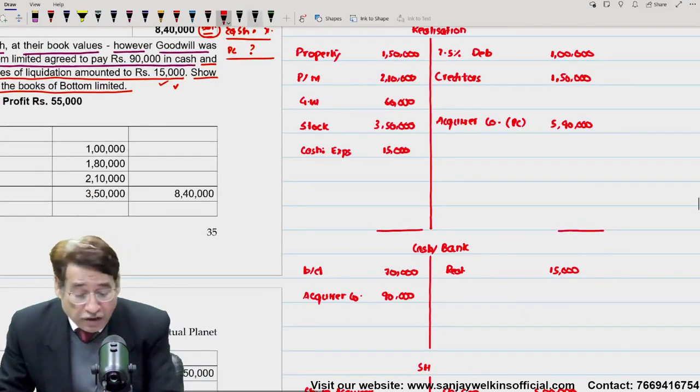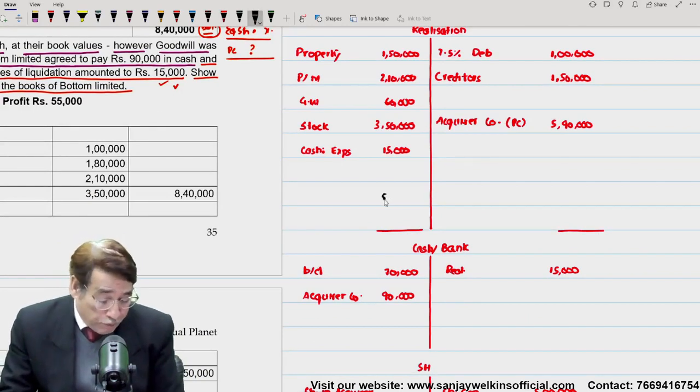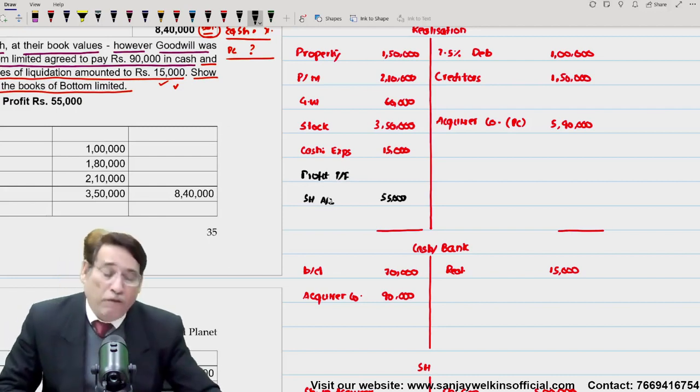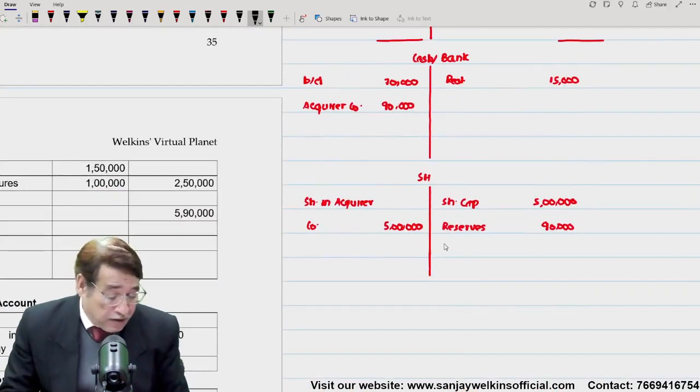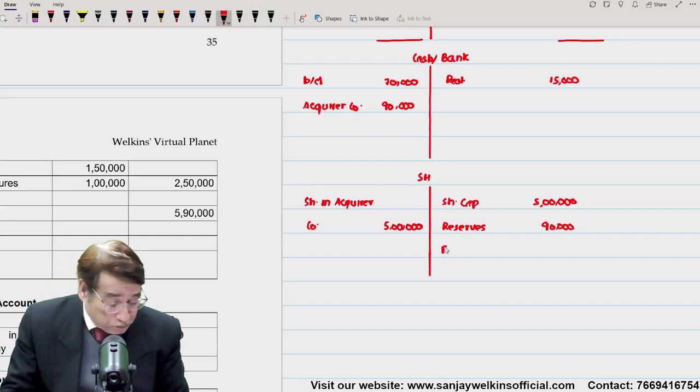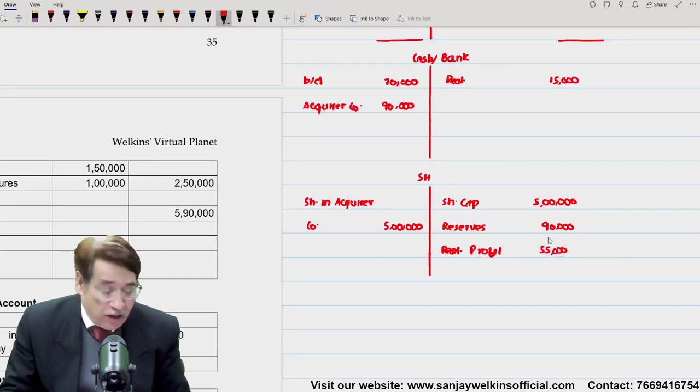So now I am in a position to tally out this particular account. When I tally it out, I will find that there is a profit of 55,000, so I will write here 55,000. The profit will be transferred to the shareholders account. So profit has been transferred to the shareholders account, 55,000. And on the credit side of the shareholders account, I am going to write realization profit, and the profit is equal to 55,000. This is how I am going to close the realization account.